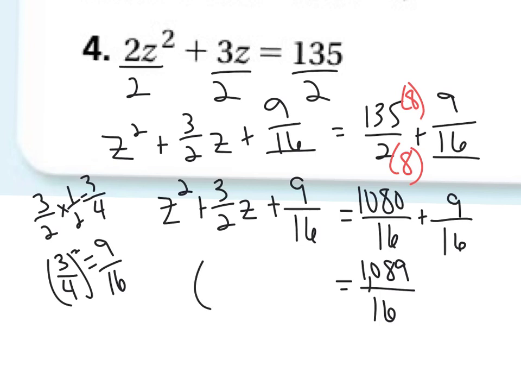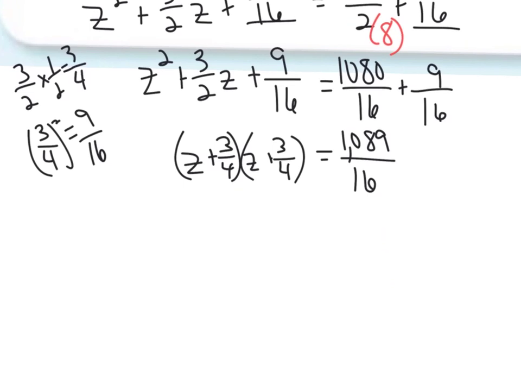And then we can factor this. If you wanted to do the factoring earlier, we could have done that. So half needs to go on each one. So half of 3/2 again would be 3/4. So it'd be z plus 3/4 times z plus 3/4, or z plus 3/4 quantity squared.